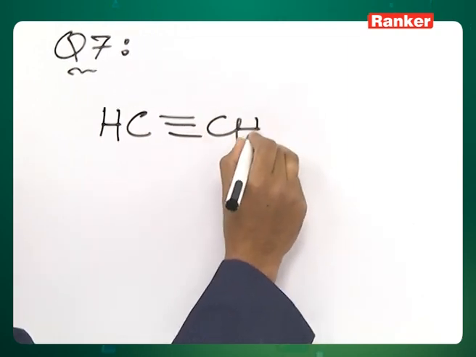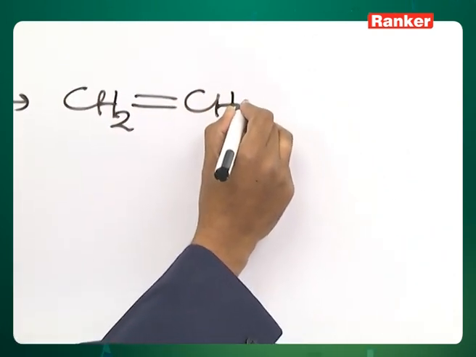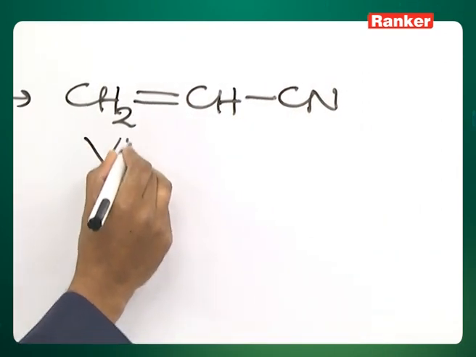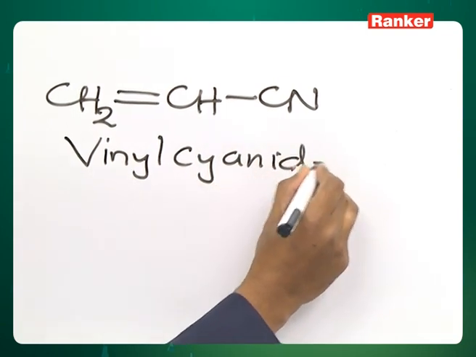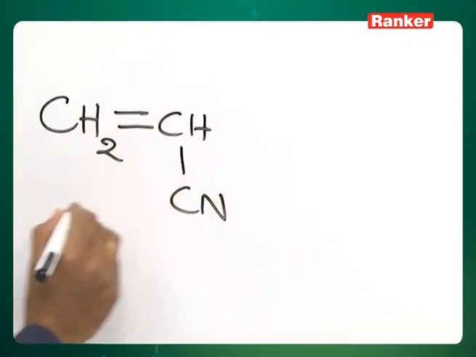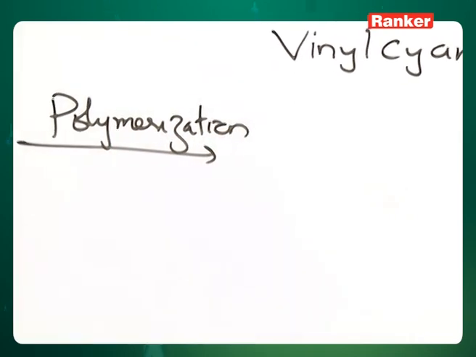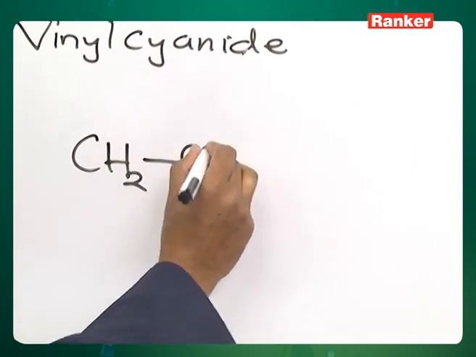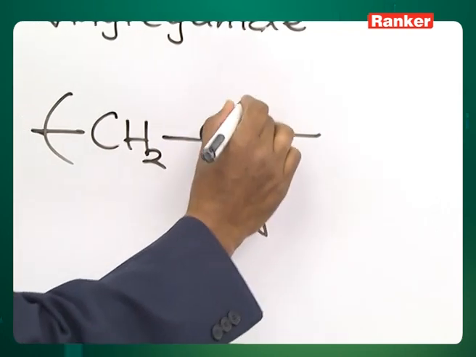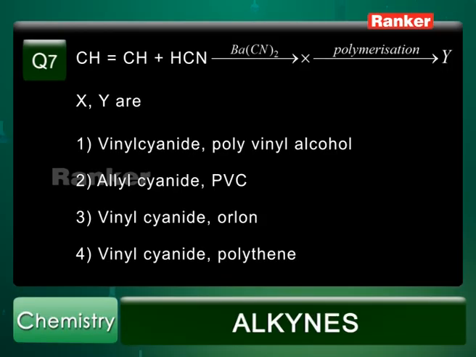HC triple bond CH plus HCN. You get CH2 double bond CHCN. This is called vinyl cyanide. When vinyl cyanide undergoes polymerization, you get this, CH2 CHCN taken n times. This is called Orlon. So the correct answer is the third option. The first step you get vinyl cyanide, and on polymerization you get Orlon, polyvinyl cyanide.